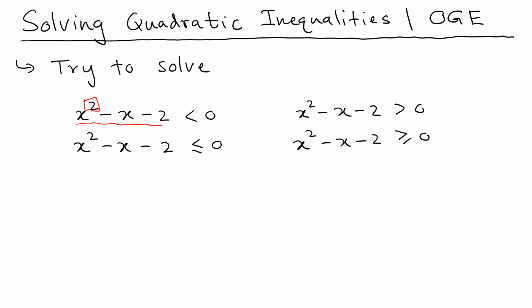So it can be less than, less than or equal, greater than, or greater than or equal. So those are the four different types of inequalities. If you have this type of inequality, there are four ways to solve it. So what are those four methods?